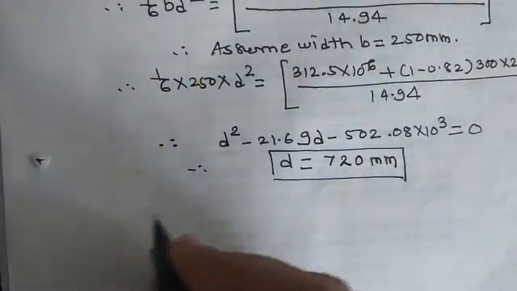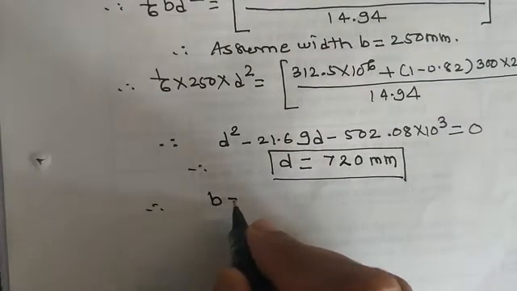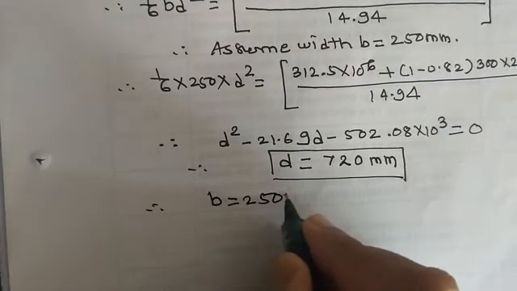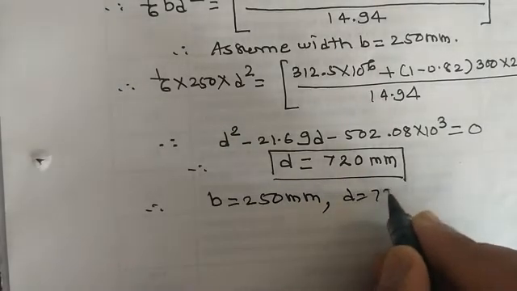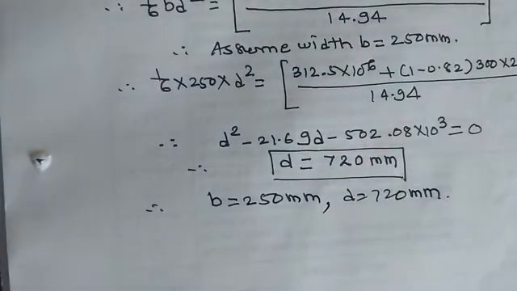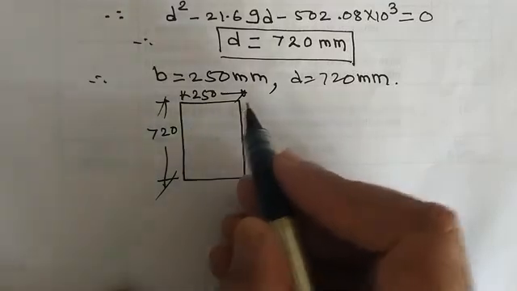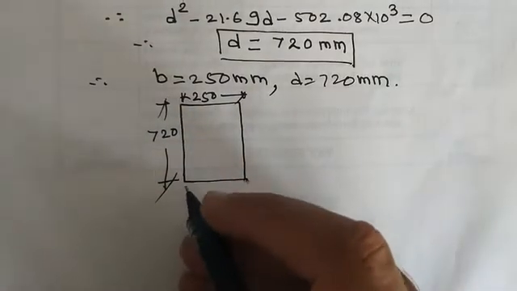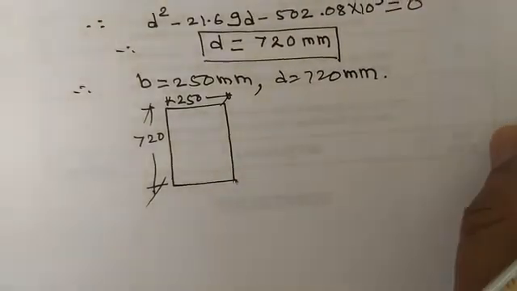Next, now clearly we get the width of the section is 250 mm. Depth of the section is 720 mm. So we get the dimensions of the beam: width is 250 mm, depth 720 mm. Now we have to find out the actual values of dead load.